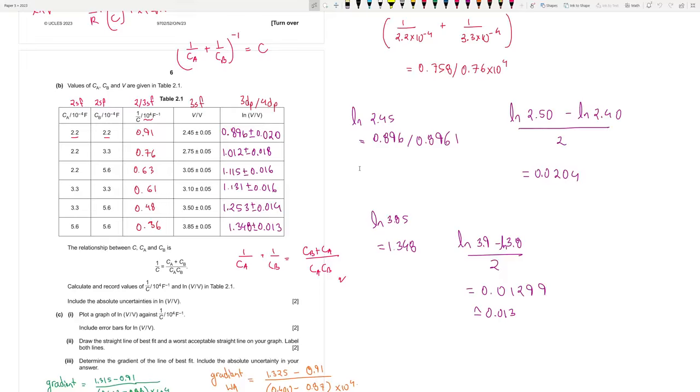Make sense? And then I applied it for the last one as well, which is ln 3.85. I kept it as a 3 dp answer, 1.348, not the 4 dp one. And the uncertainty is ln 3.9 minus ln 3.8 by 2, which is 0.01299. Or it can be rounded off to 0.013. Is that fine? Okay. So you can check the other ones. If you have any queries, please do comment below.